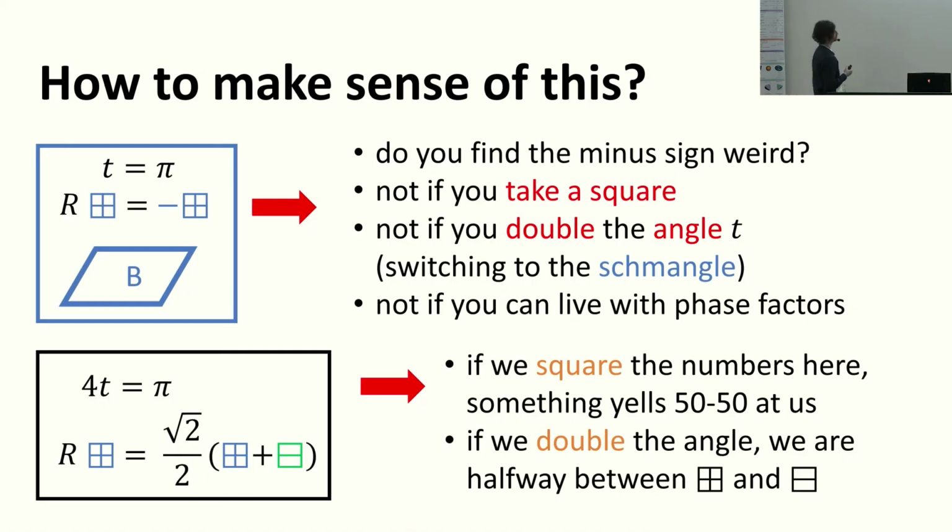This here, does this bother you? Square root of 2 over 2. Square root of 2, does it bother you? It did bother Pythagoras, but it should not bother you. Because if you square that, you get 50-50. Something is really shouting at you and saying that you're halfway between positive and negative.